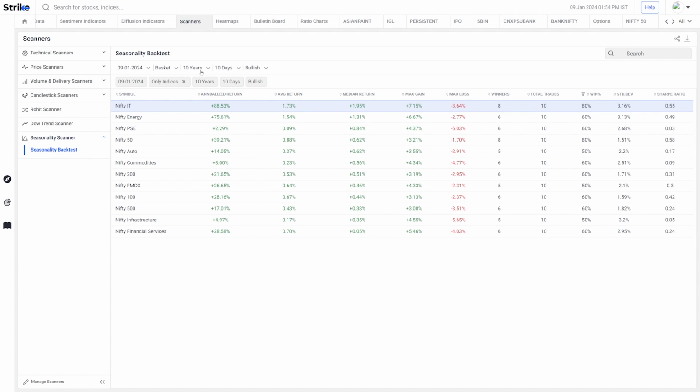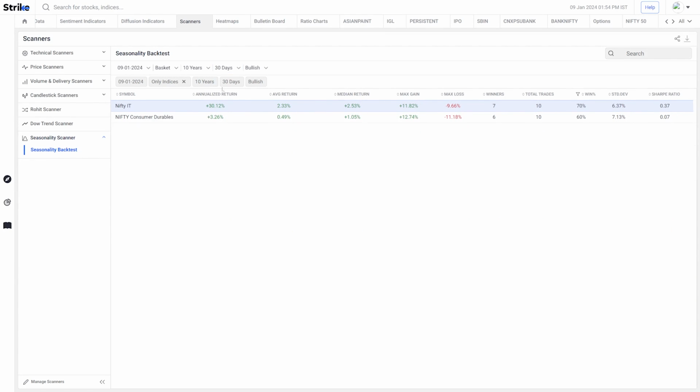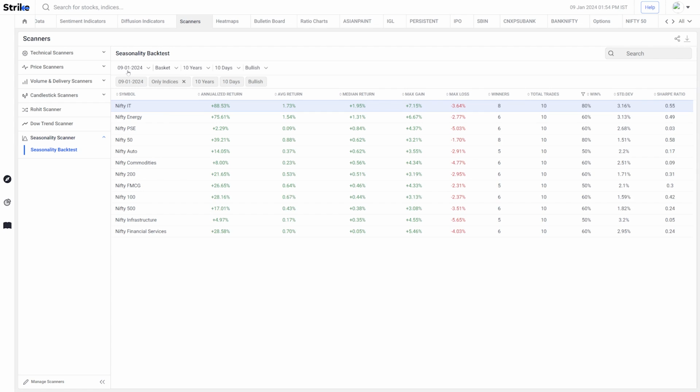the first thing you'll do here after landing up is selecting your start date. This means the date from which you want to see the results. So if I have selected 9th of January, then the scanner is scanning from 9th of January for the next days as per my selection. If I have selected 30 days, it is scanning from 9th Jan to 9th Feb. If I have selected 10 days, it will scan from 9th Jan to 19th Jan.